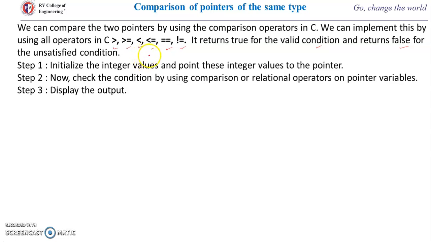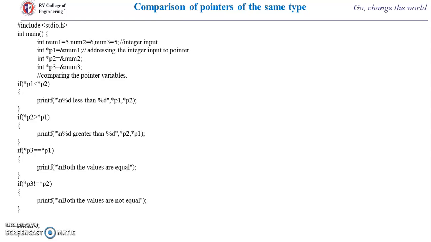So how will we do this? We'll initialize the integer values, point these integer values to the pointers, check the condition by using comparison or relational operators on the pointer variables, and display the output. So let's take one example. Here, this is the example to show the demonstration of comparison of pointers of the same type.